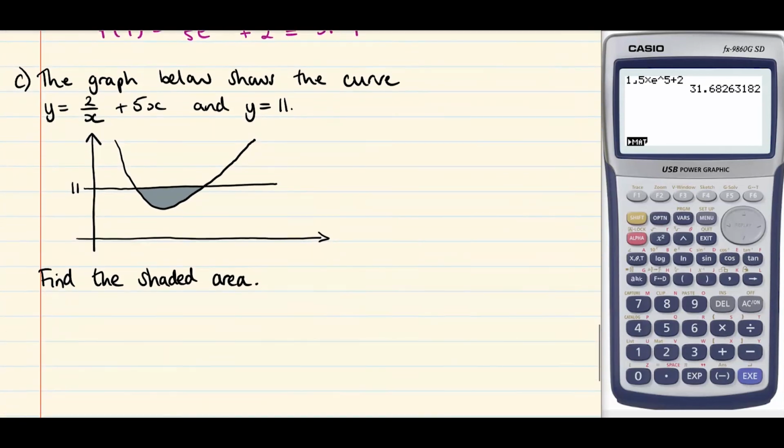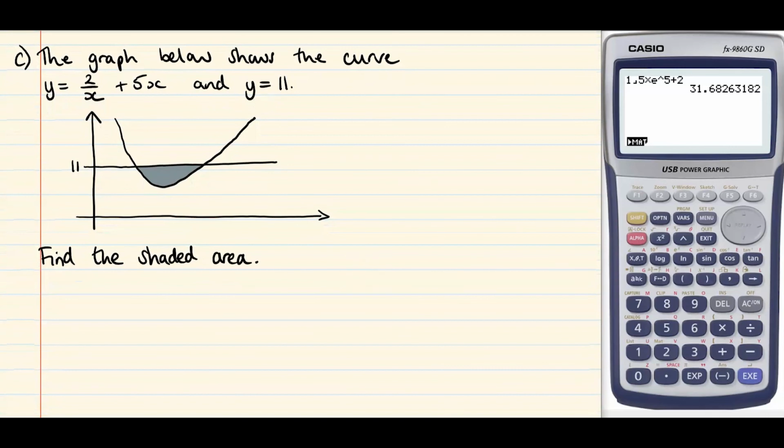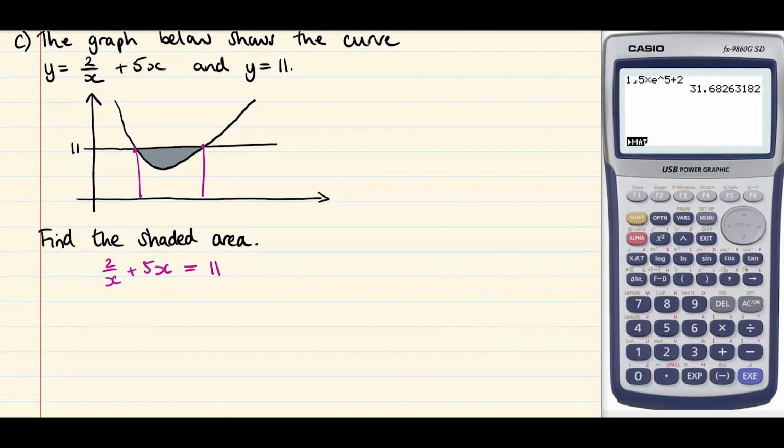Okay, part C. The graph below shows this particular curve. Find the shaded area. Okay, so we need to be able to integrate it between this point and this point. So we need to find those points of intersection first. So 2 over x plus 5x being equal to 11. So if I times everything through by x, we get, oops, not plus, we want equals 11x. Okay, now rearranging that into an easier to see quadratic.